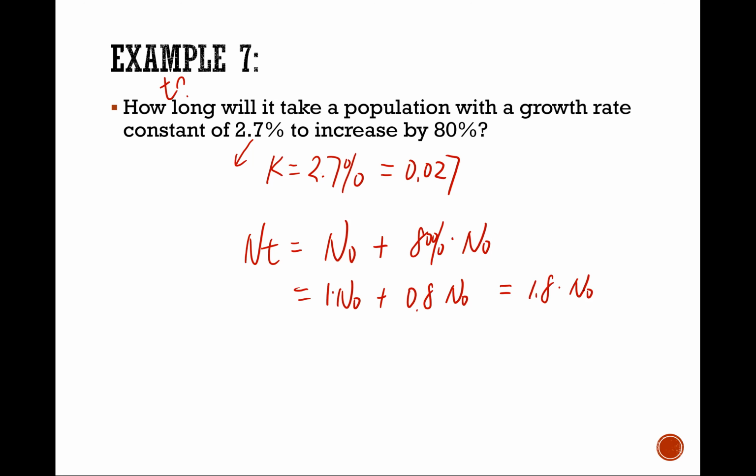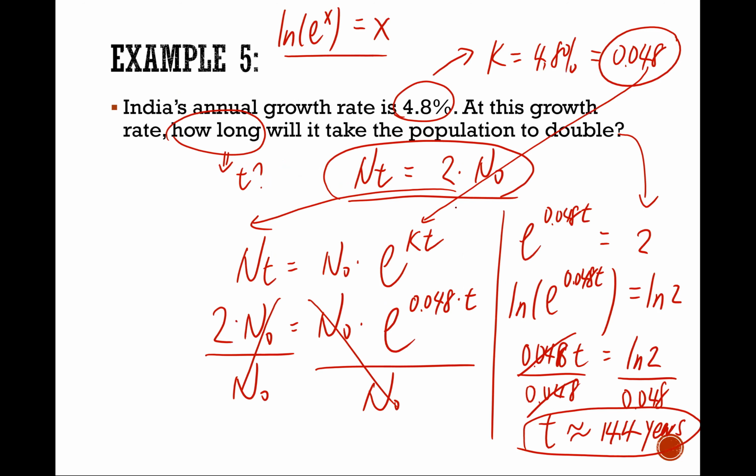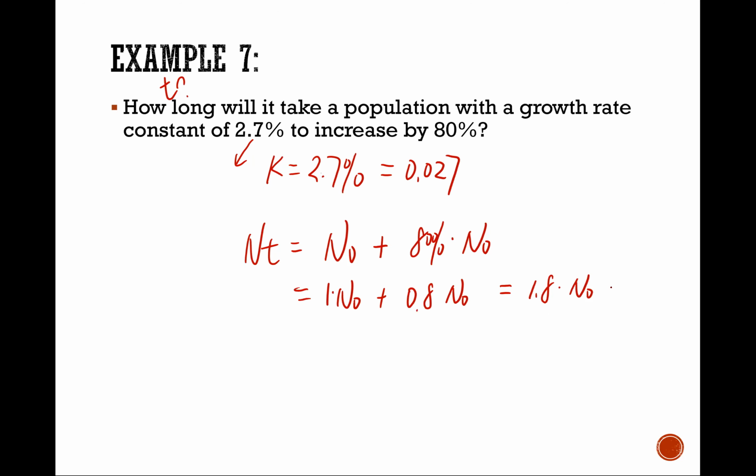And now it's just similar to the previous one, right? It's double, but here it's 1.8 times as much. So again, we come up with a relationship between the population at the time t and the initial population. So the population at the time t is 1.8 times as much as the initial population. So now one more time, we just apply the formula. Nt equals N0 times e to the kt. Now throw in Nt as 1.8 N0.